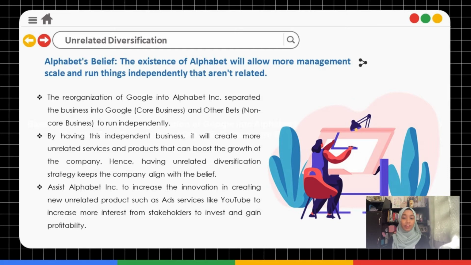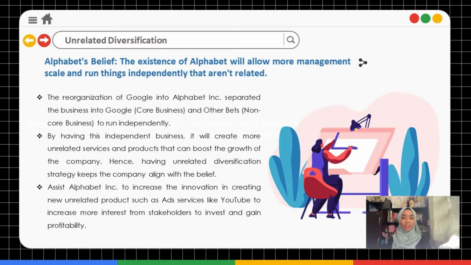There has been greater competition in the core business of Alphabet Incorporated, internet-related services, with other organizations such as Facebook, Apple, and Microsoft. The reason why unrelated diversification is a good choice is because it can reduce risk by operating in various markets and product lines. Based on Alphabet's belief, restructuring Google into Alphabet is to split the core and non-core business for the interests of stakeholders and profit making.